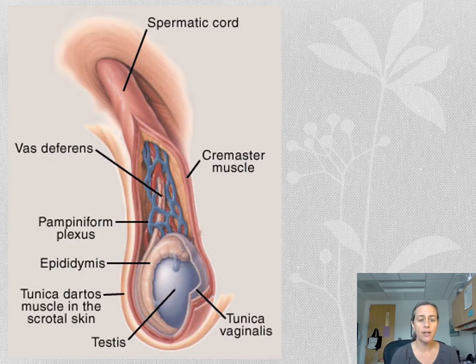Here's another diagram where you can see that pampiniform plexus quite beautifully, as well as the vas deferens, and they didn't label it, but you can see that red testicular artery.